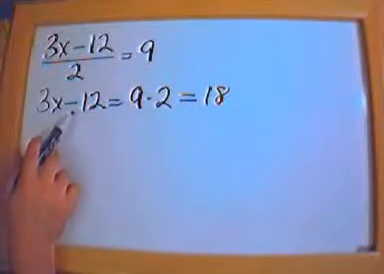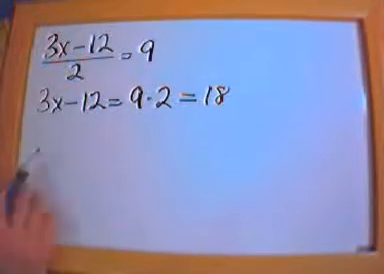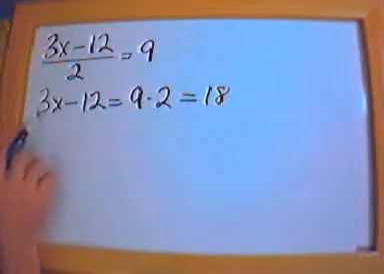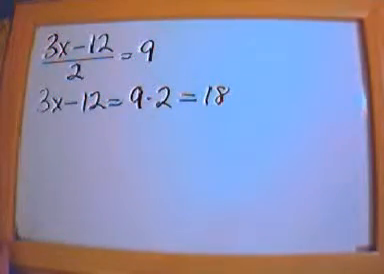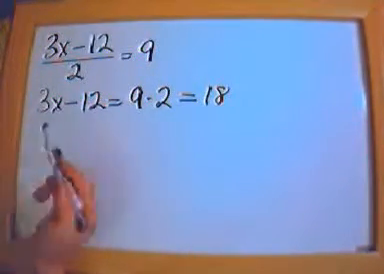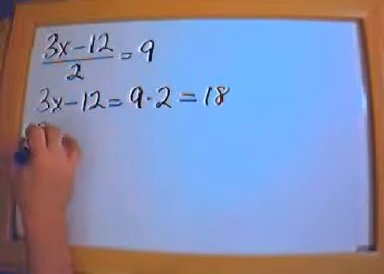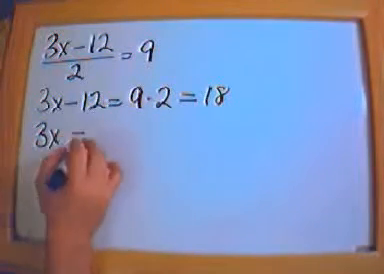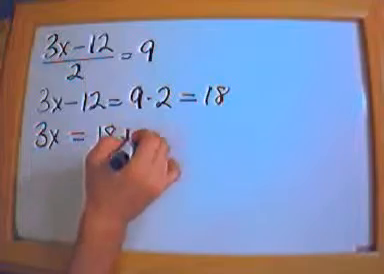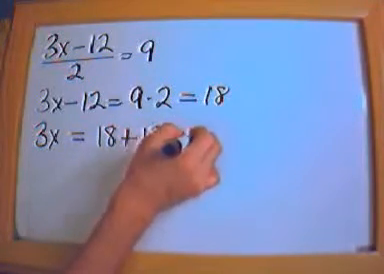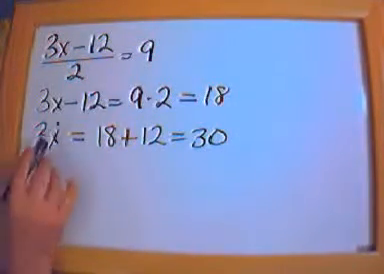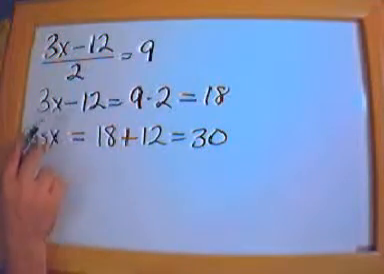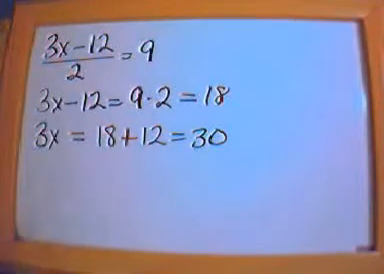The next thing I'm going to do is get rid of this 12, because that's kind of the next thing before the 3. It's kind of the next in line. I've got a minus 12, so I'm going to add 12 to both sides. That's going to leave me with 3x equals 18 plus 12, which is 30. Now again, I've added 12 to both sides, but on the left it's dropped out because minus 12 plus 12 is 0. So I'm left with the 3x.